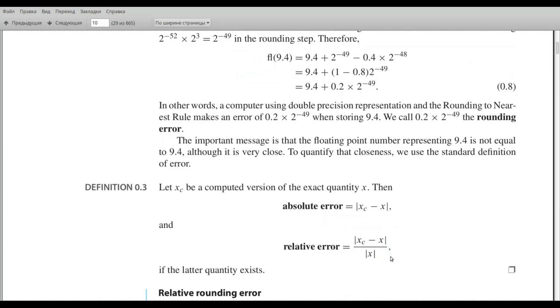As a result, you are getting an error which you can convert, for example, to percents of your exact quantity. So what does it mean? It means that if the relative error is 0.1, you could say that I have an error of 10% of the exact quantity. So from here we can say how many digits of the decimal representation we can believe in.